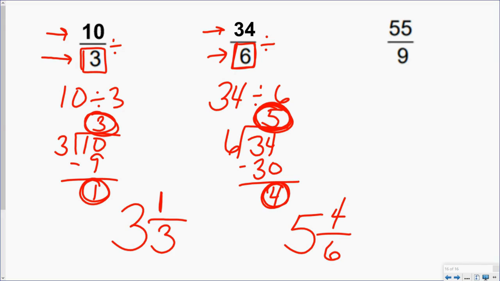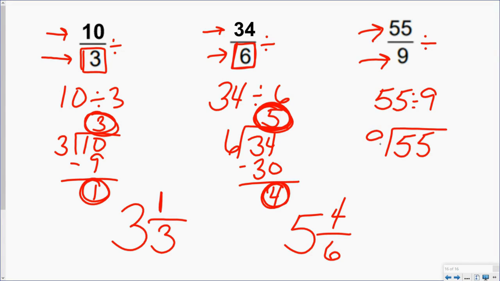My last one here, 55 ninths. Again, I know it's an improper fraction because my 55 is larger than my 9. And I know that this says 55 divided by 9. So if I write that down again, I have 55 divided by 9. I know that 9 goes in there 6 times, which is 54. So I'm going to subtract my 54. That leaves me with 1 left over.